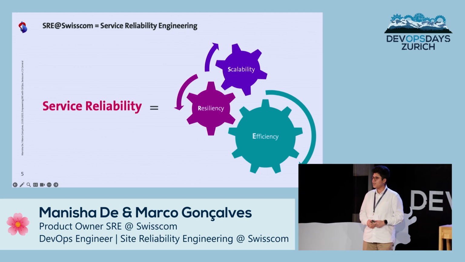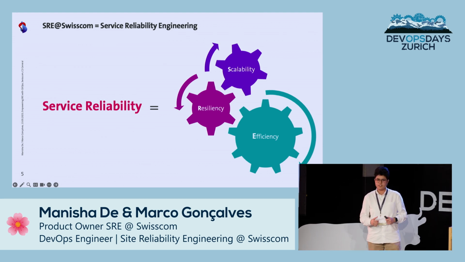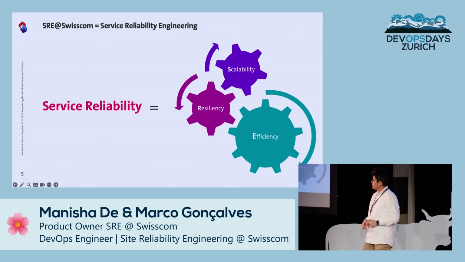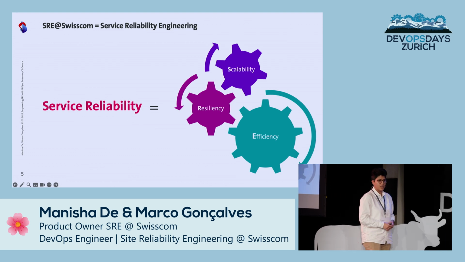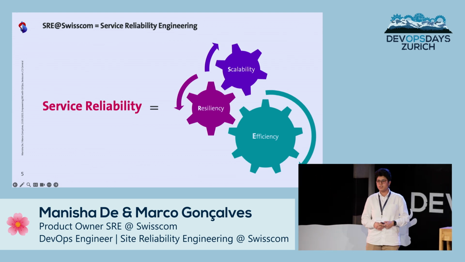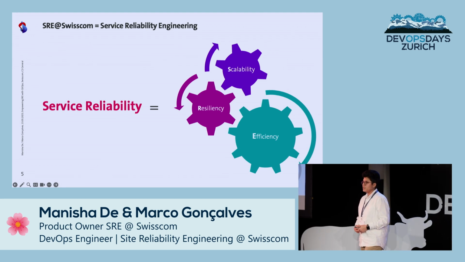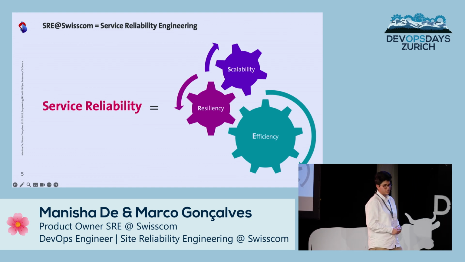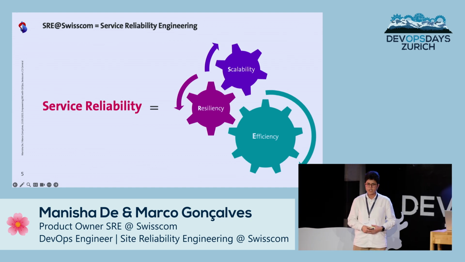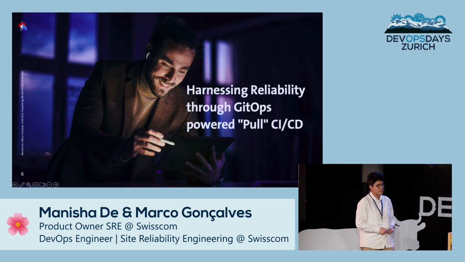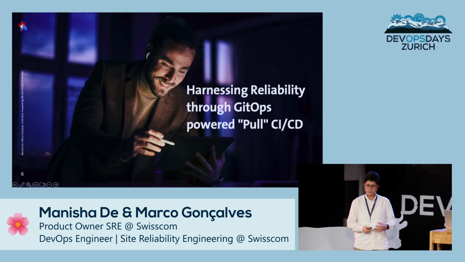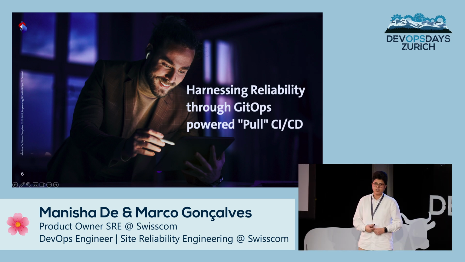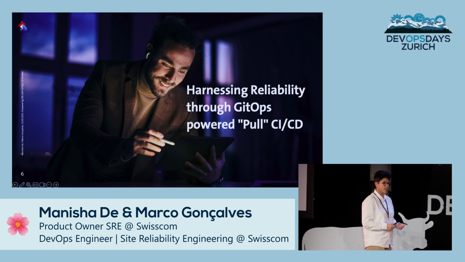I am adding every layer of complexity with the additional services that I'm trying to add to my portfolio. So that's exactly the three segments which we are going to focus on in terms of service reliability. Now, when we talk about service reliability, at the end, it comes down to really the deployment or the lifecycle management of hundreds of resources or applications that we have running at Swisscom. And therefore, what we would like to see is how to harness reliability through all these three aspects: efficiency, scalability, and resiliency, through a GitOps-powered pull approach for CI/CD.